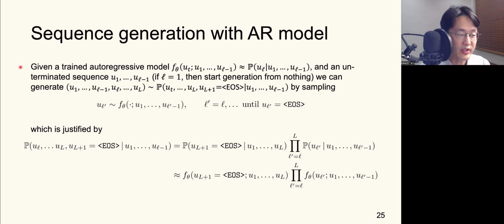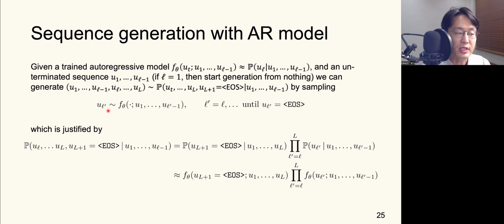And if we have a trained autoregressive model f_theta, and if we have an unterminated partial sequence, so if we have elements u_1 up to u_{l-1}, then we can continue the generation. We can perform text generation using this autoregressive model. Namely, we can generate the subsequent sequence elements, up to u_L, by performing sampling in accordance to this model f_theta. We plug in the earlier elements u_1 up to u_{l-1}, and that defines a probability distribution on the subsequent token. Then we perform the generation in accordance to this probability distribution.